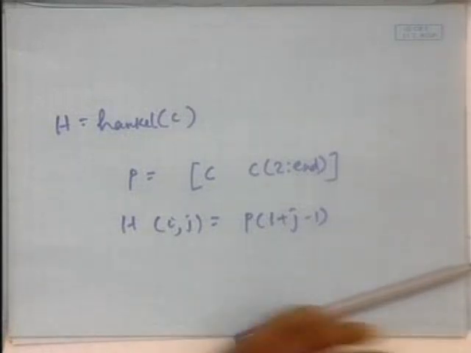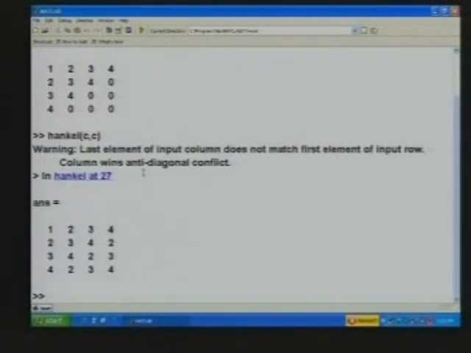Let us look at the screen. Take some C, let us say C is 1, 2, 3, 4, okay. So, write hankel(C). You can see this is the Hankel matrix, and one more thing is, if you give hankel with just C, you will find all the elements below the anti-diagonal will be 0. Okay.